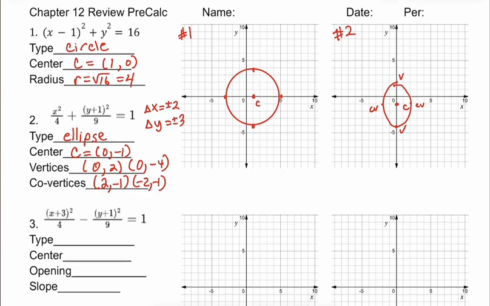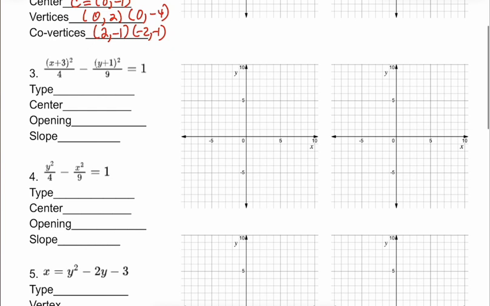Okay, let's take a look at numbers 3 and 4. You may notice that in both 3 and 4, both the x and y are squared. There's a minus between them, and it's equal to 1. Both of those happen to be hyperbolas.